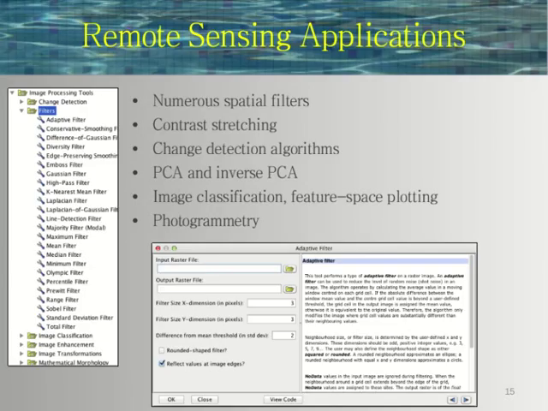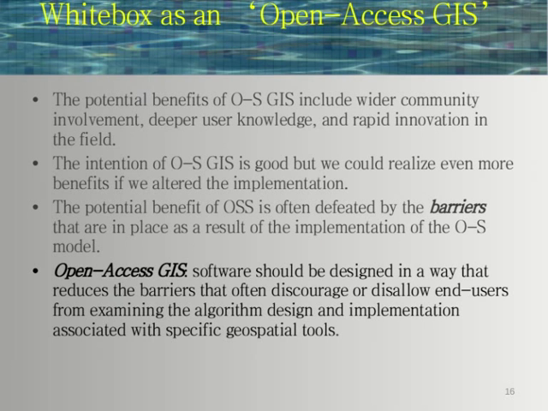Contrast stretching, of course, for imagery. Change detection algorithms if you have multispectral type data. Principal component analysis, inverse principal component analysis. Image classification, feature space blocking. Recently I've added a photogrammetry toolbox that will allow for pixel matching and some basic photogrammetric type analyses.